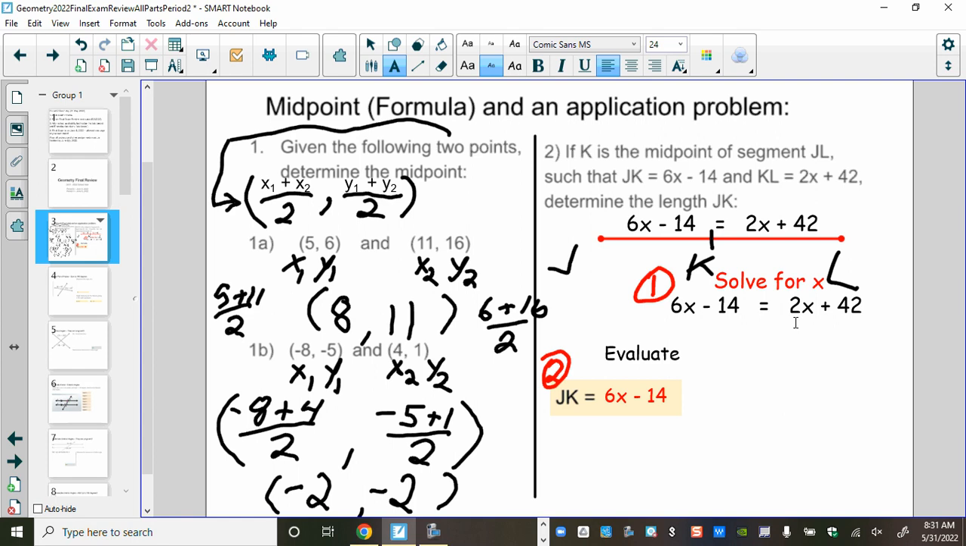Okay. So we're going to have to move one of our terms. So you can pick any term you want to move from one side of the equal sign to the other. You got a free step. That's the first step.